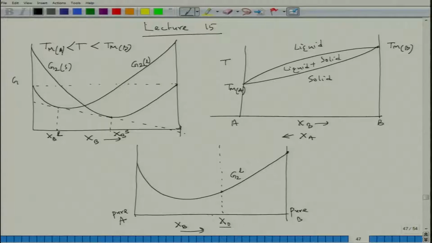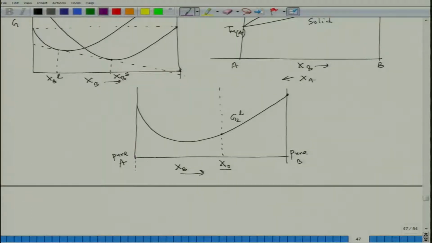Now at this point if I draw a tangent, this tangent is passing through this point, this is nothing but G2 of liquid at composition X equal to X0, and this is mu B of liquid, this is mu A of liquid. This is very clear.